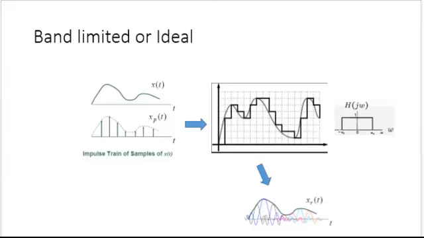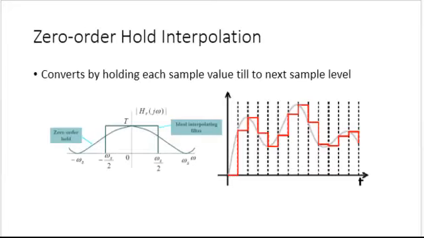So we'll go for the next method, that is zero order hold interpolation. Here, two samples are connected to each other through one step function. That means it converts the digital signal to a continuous signal by holding each sample value until the next sample value. For example, here this is the sample value I am having, and the next sample value I am going to have over here.